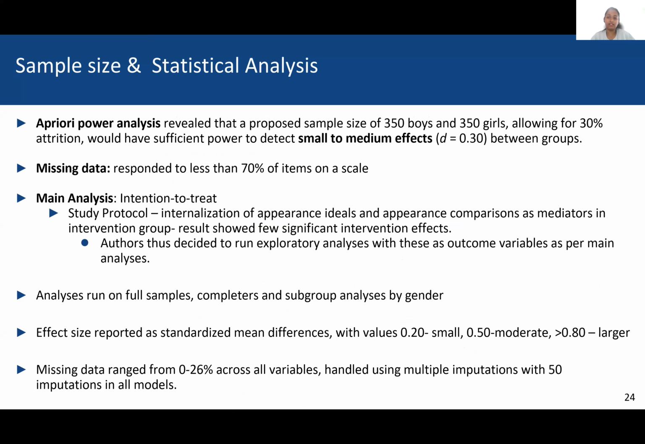Moving on to the sample size and statistical analysis, the sample size was calculated as an a priori power analysis, which revealed that a sample size of 350 boys and 350 girls, which is about 700 participants, allowing for a 30% attrition, would have sufficient power to detect the small to medium effects of 0.3 between the groups. Scale scores were marked as missing for adolescents who responded.